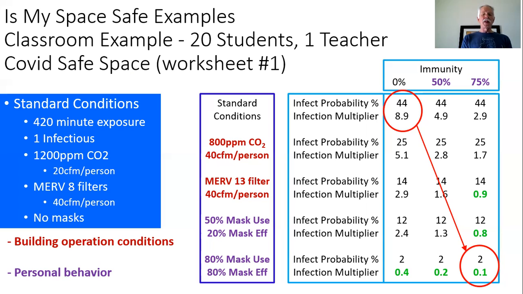But here's the important thing. Even though this shows that in the community, if I double fresh air ventilation and I improve filtration from a standard MERV 8 to a MERV 13 filter, with 75% of the populace vaccinated, I now have reduced the infection multiplier below 1. The disease can't spread in an accelerated manner. And I still have a reasonably low infection probability.